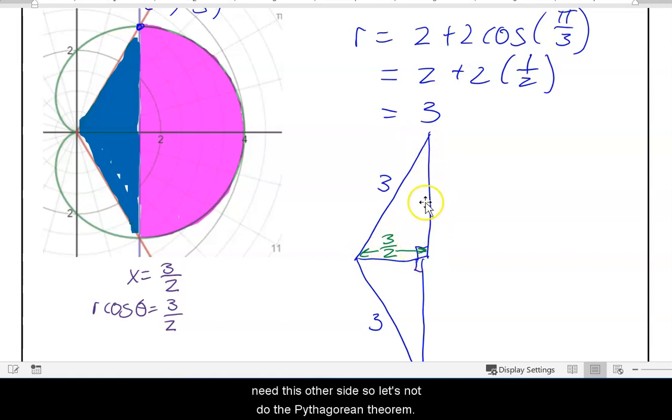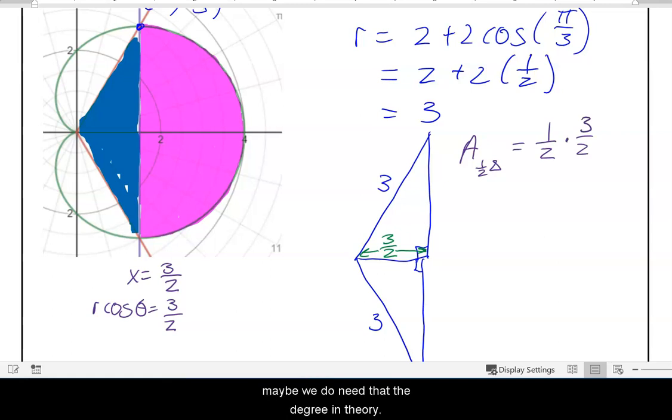I don't really need this other side, so let's not do the Pythagorean theorem. Let's just compute the area of that half of the triangle by taking 1/2, the base is 3/2, and the height, well, maybe we do need the Pythagorean theorem. The problem is the 3 is not the height, it is in fact the hypotenuse. That's at right angles here, so like it or not, we're stuck with the Pythagorean theorem.